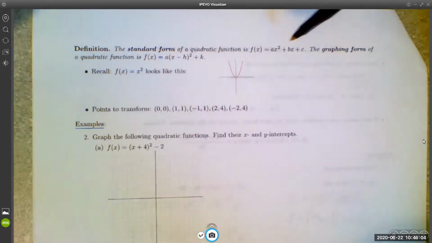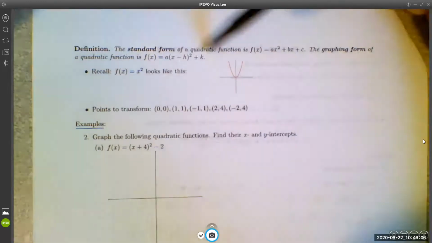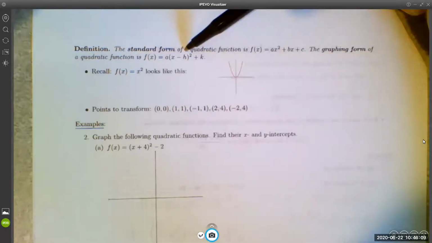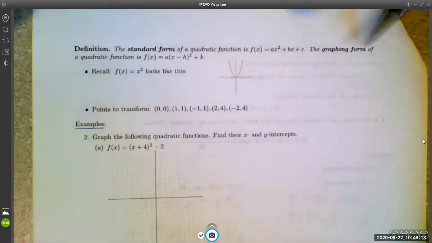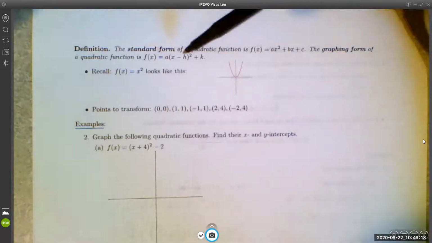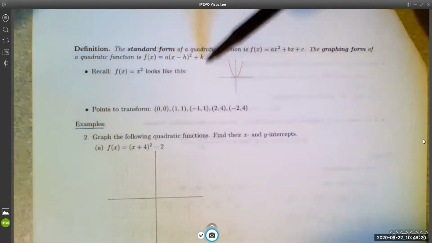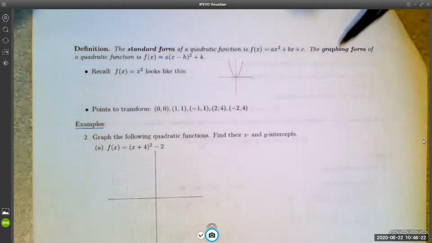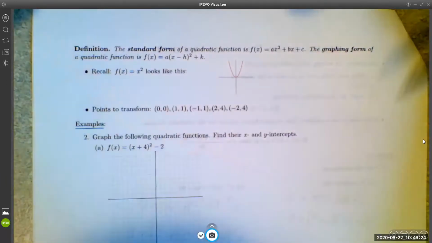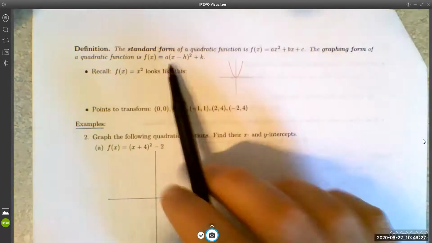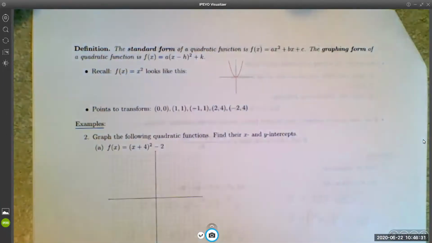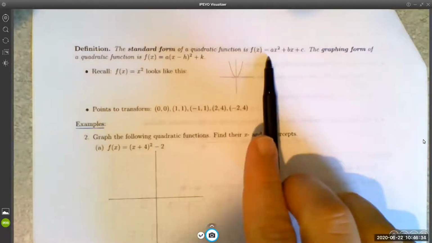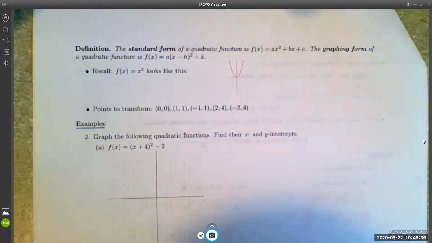It's a lot easier to graph it if we write it in this way: f of x equals a times (x minus h) squared plus k. I'm going to call this the graphing form. Different texts call it different things, but I'm just going to call it the graphing form since that's why we like it. Other books may call it the vertex form or something else, or they may even call this the standard form and call this something else. But for the purposes of this class, we're going to call this the standard form and this the graphing form.